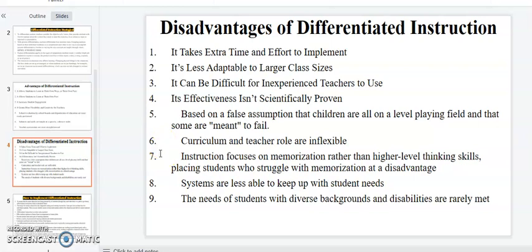Seven, instruction focuses on memorization rather than high-level thinking skills, placing children who struggle with memorization at a disadvantage. Eight, systems are less able to keep up with students' needs. And finally, the needs of students with diverse backgrounds and disabilities are rarely met.